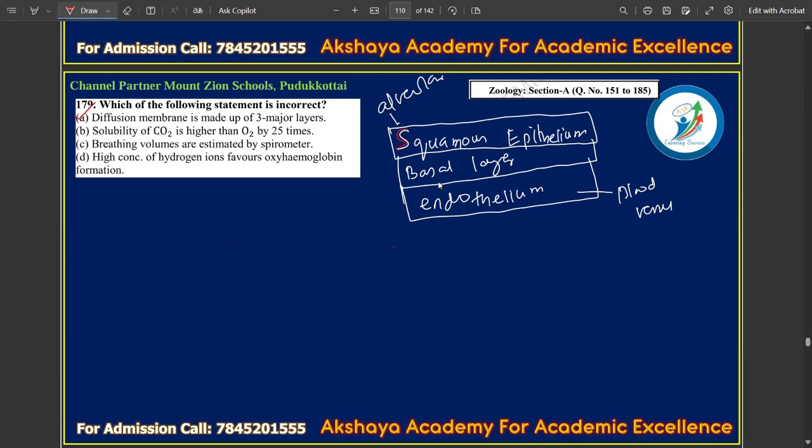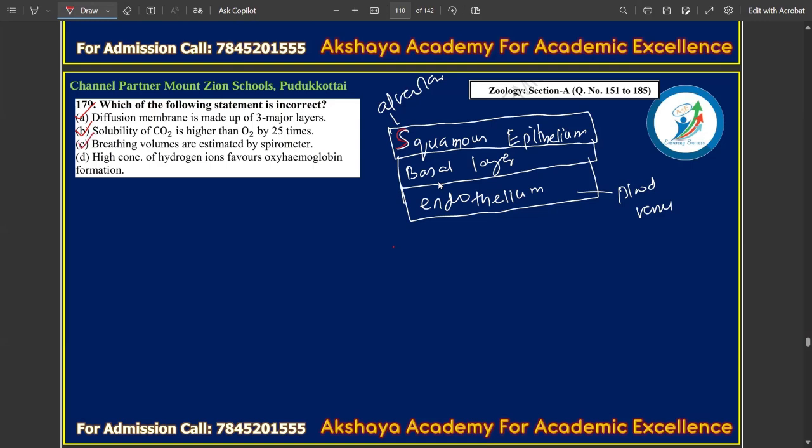Solubility of carbon dioxide is higher than the oxygen by 25 times. This is also true, right? Then breathing volumes are estimated by spirometer. Here you measure how much volume of air is inhaled and exhaled, so determine the function of the lungs. So this is also true.